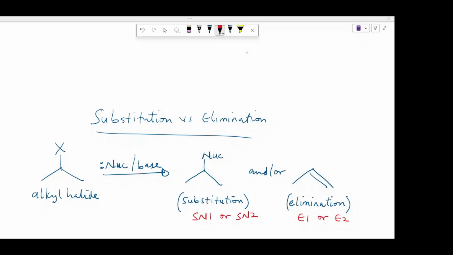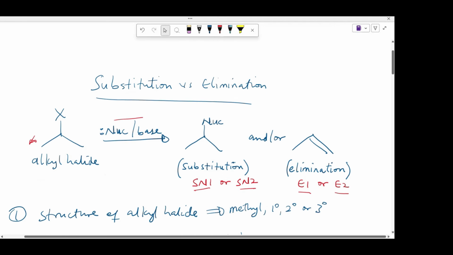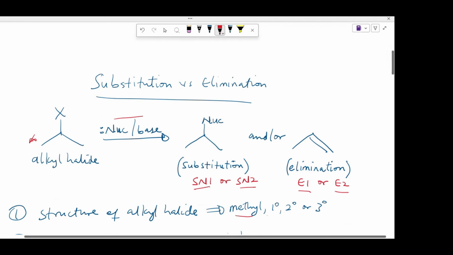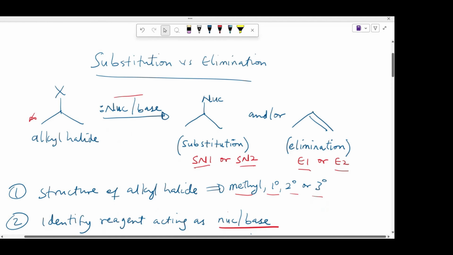In this video, I will explain how you can determine what mechanism will prevail whenever a nucleophile or a base reacts with an alkyl halide. There is always competition going on between SN1, SN2, E1, and E2 mechanisms. But there are two variables that could help you decide which mechanism will prevail. These variables are the structure of the alkyl halide, which could be methyl, primary, secondary, or tertiary, and the nucleophile or base.